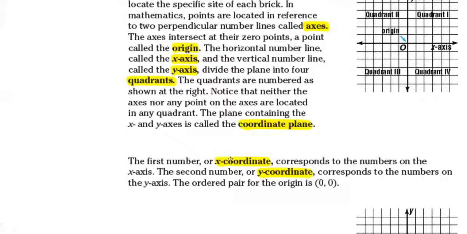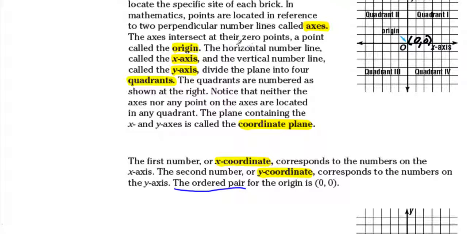Okay, so with that, we talk about coordinates. The first number, or the x-coordinate, corresponds to the numbers on the x-axis. The second number, or the y-coordinate, corresponds to the numbers on the y-axis. The ordered pair for the origin is 0, 0. So the origin will always be 0, 0. And we just define the x and the y coordinate. They're called an ordered pair, if you remember from last year. Why are they called an ordered pair? Because it's always in the order of x and y.